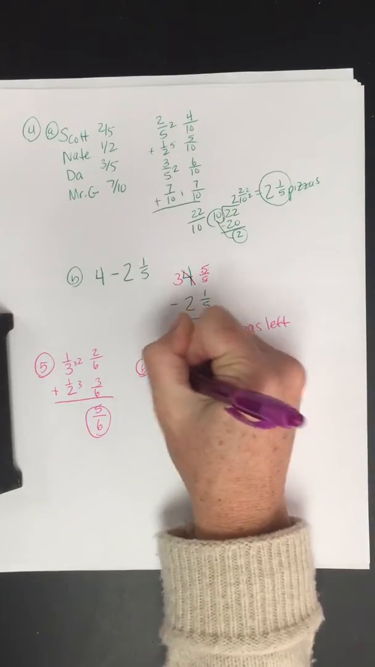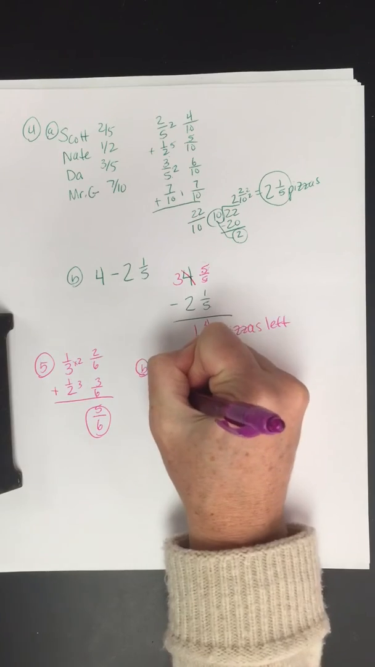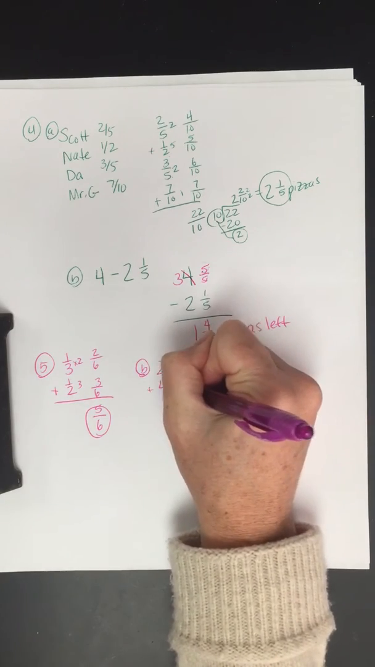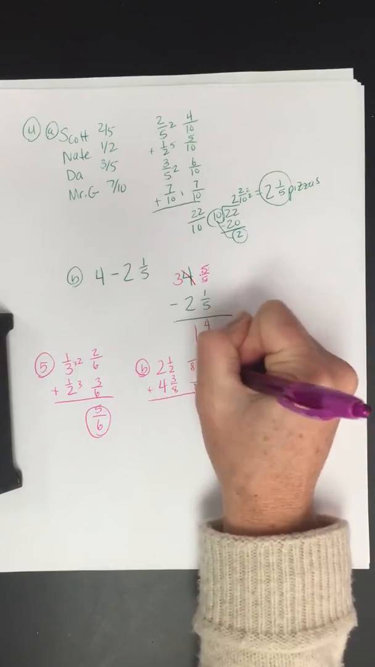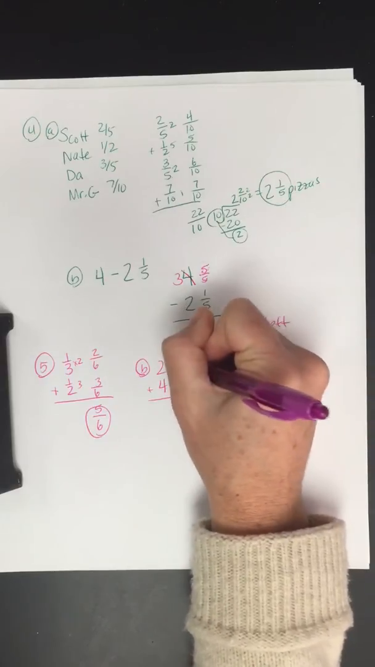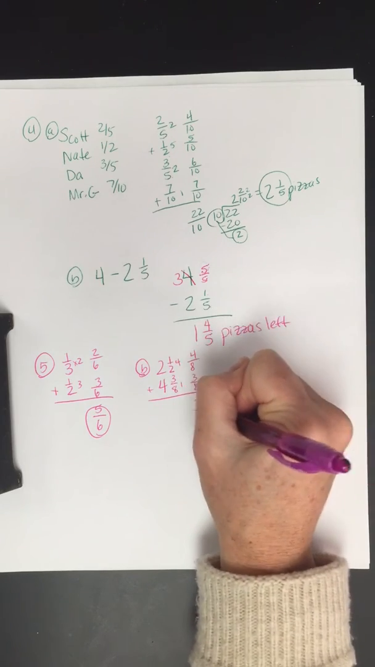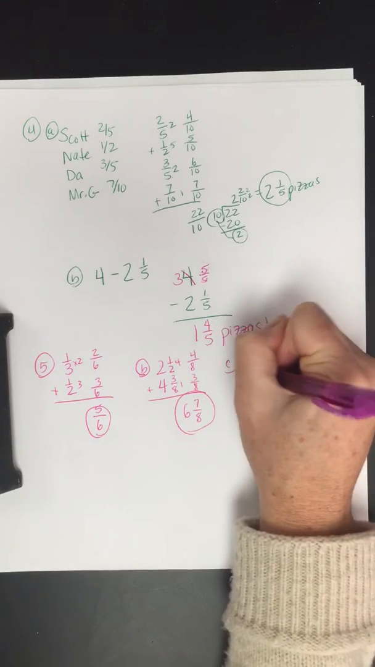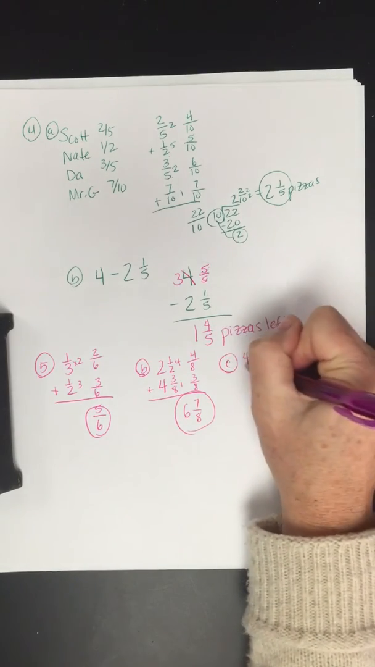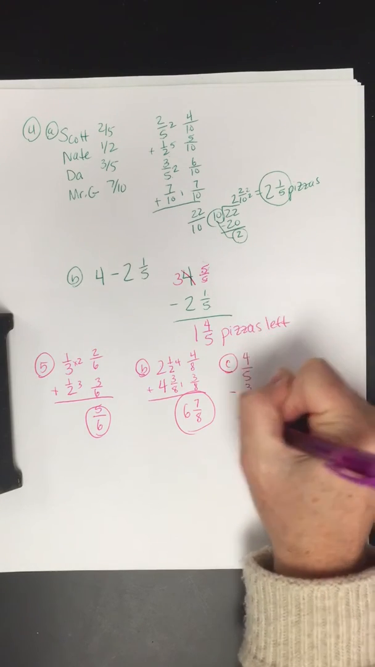B, 2 1/2 plus 4 and 3/8. Got to find a common denominator. I will choose 8. 2 times 4 is 8. 1 times 4 is 4. 6 and 7/8. C, this is when it gets a little trickier when you have subtraction sometimes.